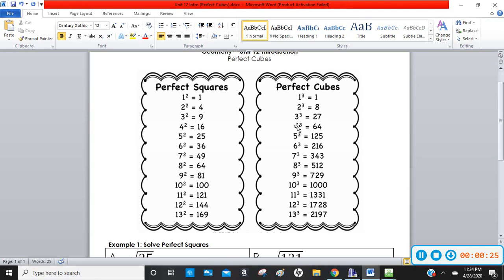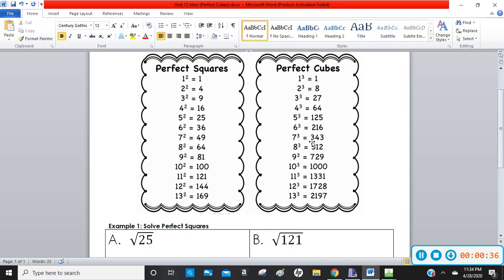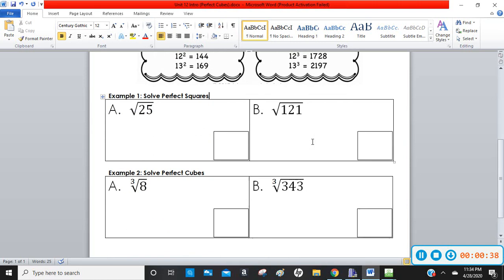So yeah, we know that 4 to the third would be 4 times 4 times 4. That gives us 64. But if they asked you the cube root of that, how do you go about finding that, right? So we're going to quickly look at how we solve these on a calculator.